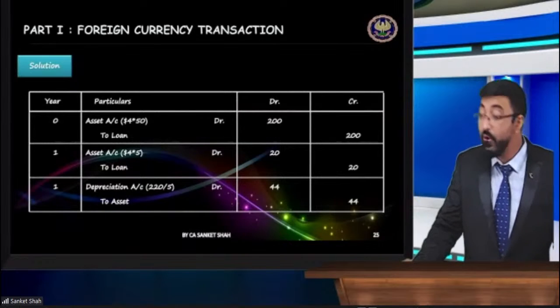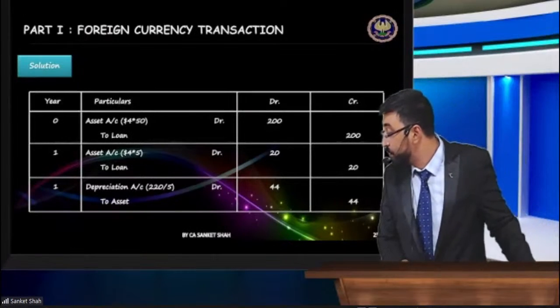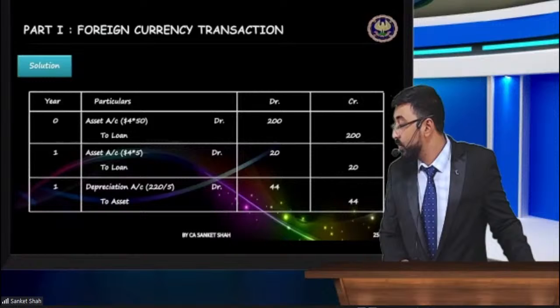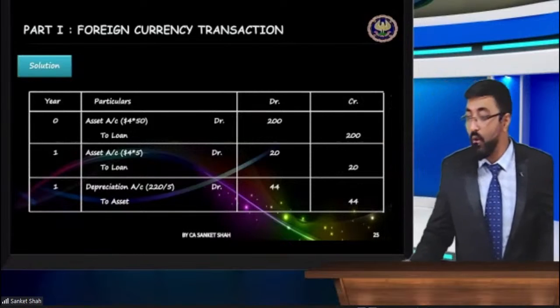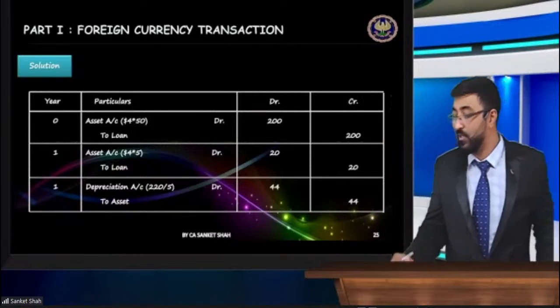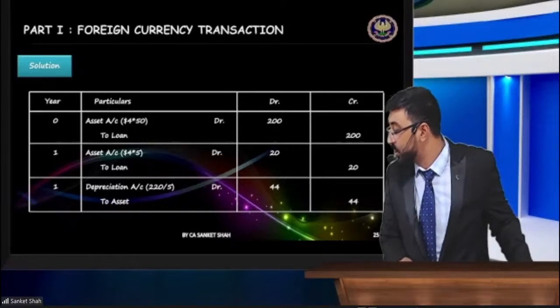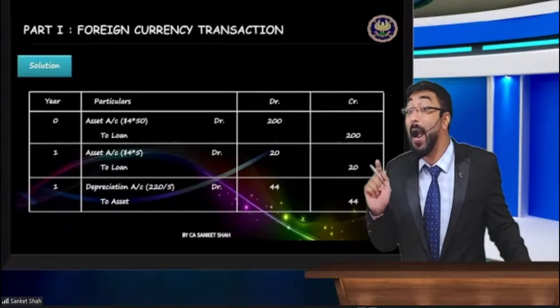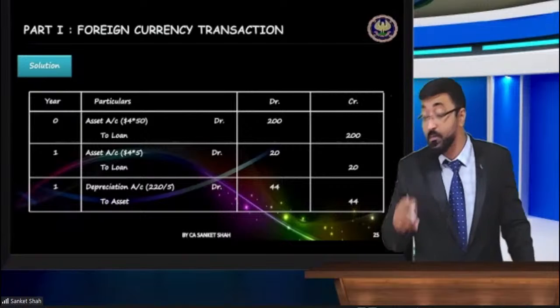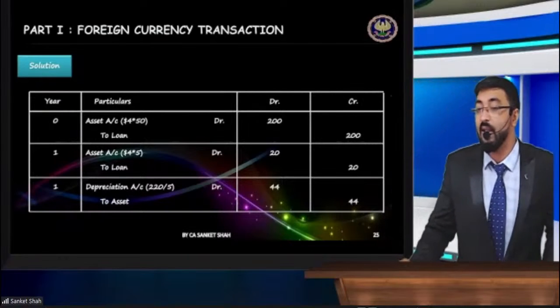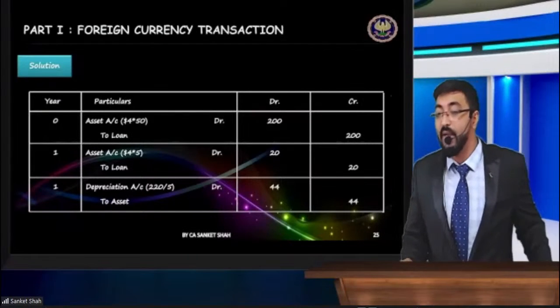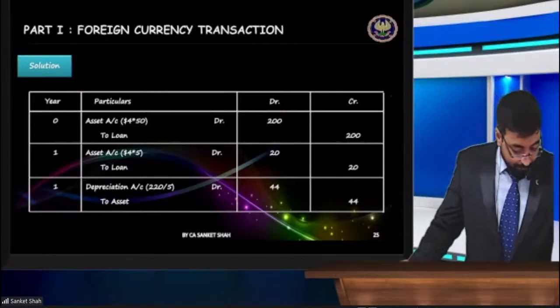So where do we normally adjust the difference? In profit and loss account. So still it is in the profit and loss account, but here this is an exception, and it is only for depreciable asset. Remember, it is for depreciable asset, and therefore depreciation account debit to asset account.